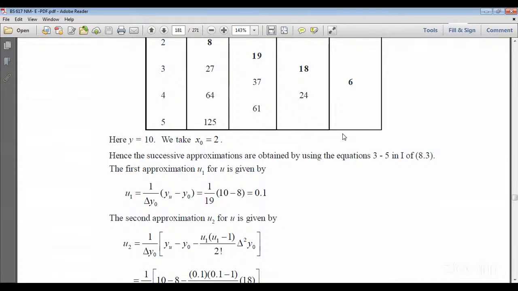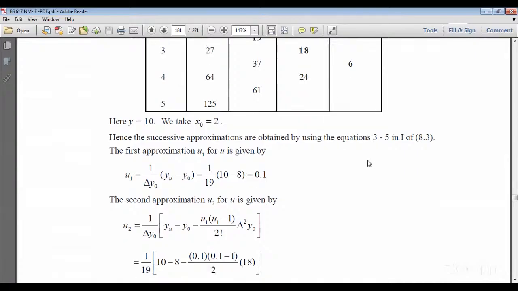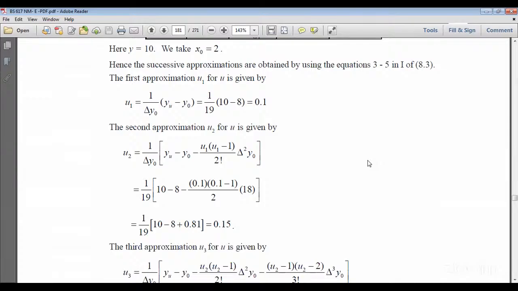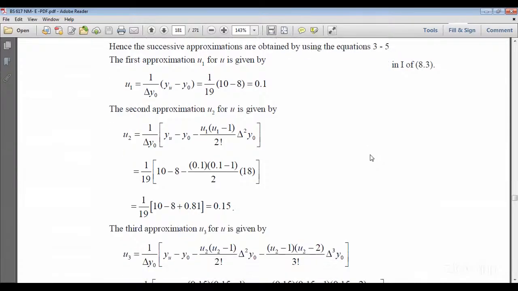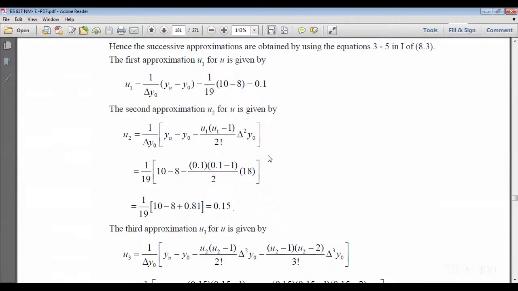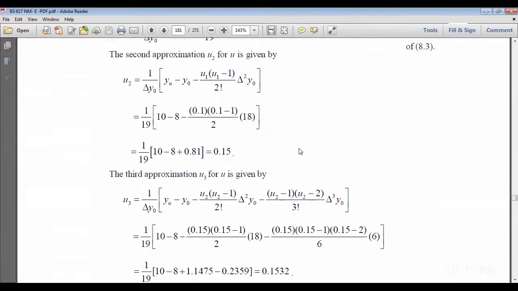The first approximation u1 is given by u1 equals 1 by del y naught times (y u minus y naught), that is 1 by 19 times (10 minus 8), which is 0.1. The second approximation u2 for u is given by 1 by del y naught times (y u minus y naught) minus u1 (u1 minus 1) by 2 factorial del square y naught. So 1 by 19, taking del y naught as 19, (10 minus 8) minus 0.1 (0.1 minus 1) by 2 times 18, that is 0.15.